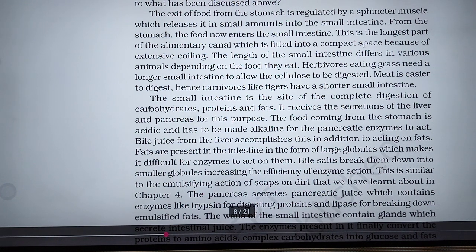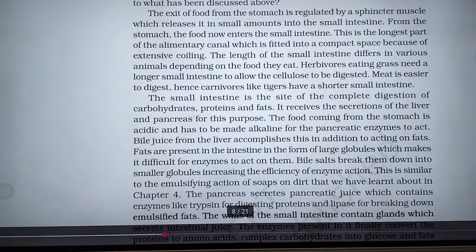In the human, cellulose is not digested. But herbivores, who eat grass, have a longer intestine. In human beings, we do not have a longer intestine because we do not eat grass. We eat fruits and vegetables. That's why we have this type of small intestine.